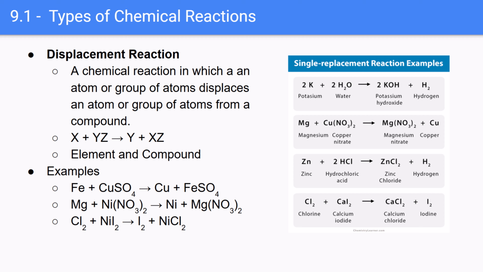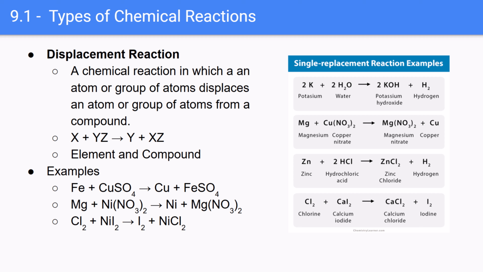So for example, in the very first one there, potassium reacts with water. Well, potassium is replacing one of the hydrogens in water to create potassium hydroxide and hydrogen gas. Second one there, magnesium. The magnesium replaces the copper. The third one, the zinc replaces the hydrogen. And then the last one, the chlorine replaces the iodine.